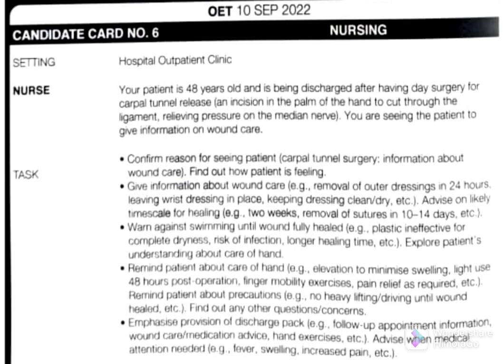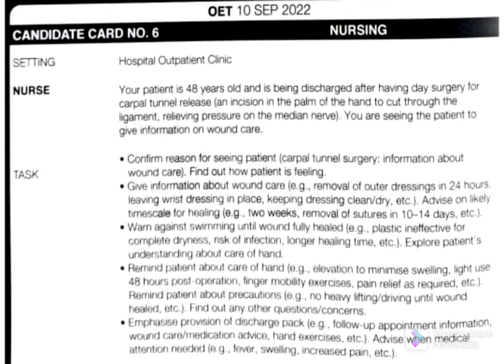I want to remind you about the hand care: elevate to minimize the swelling, but you can use your hand for light activities for 48 hours postoperatively, and it is essential for you to do finger mobility exercises. In addition, I would like to tell you that pain relief medications are essential for you whenever it's required. Okay, then along with that, there are some other precautions you have to follow during your post discharge time.